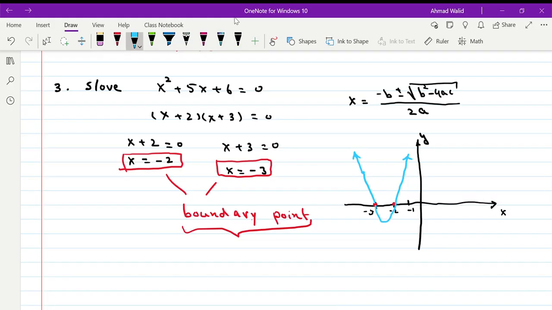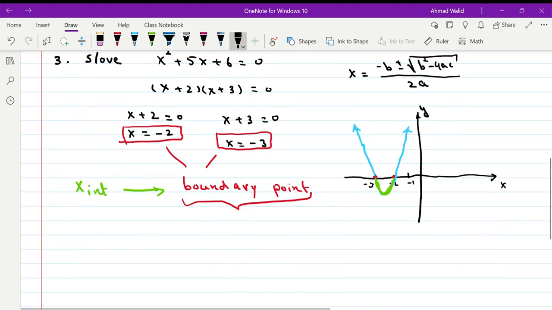Boundary point means your graph now has two parts. The part that is below the x-axis, which I made green, and the part that's above the x-axis. The points where the graph goes below the x-axis and where it comes back above the x-axis are actually our x-intercepts. Let me rewrite here: your x-intercepts are your boundary points. We call those points the boundary points. Correct?